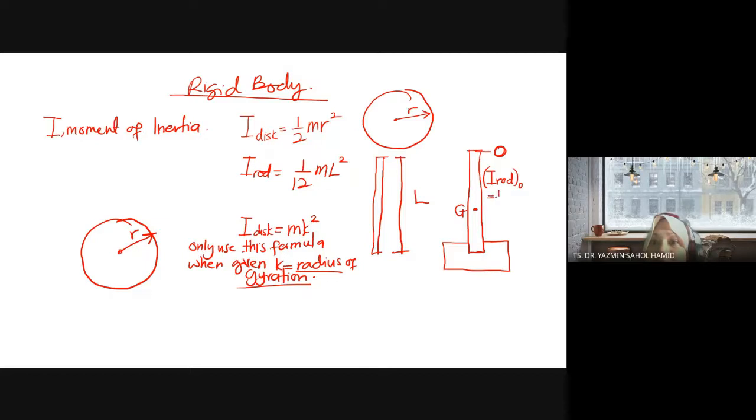the formula becomes 1/12 ml squared plus md squared. Okay, so there is an additional formula. So what is D? D is actually y bar. I think you're familiar with y bar. Later we will do a question using this formula, and you will understand better. So this is moment of inertia.